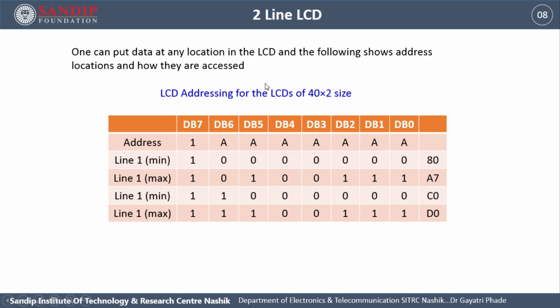Next, LCD addresses for the LCD that is 40 by 2 size. So here we have discussed the addresses. 80 is the initial address for the first line and A7 is the last address of the first line. C0 is the first address of the second line and D0 is the last address of the second line.